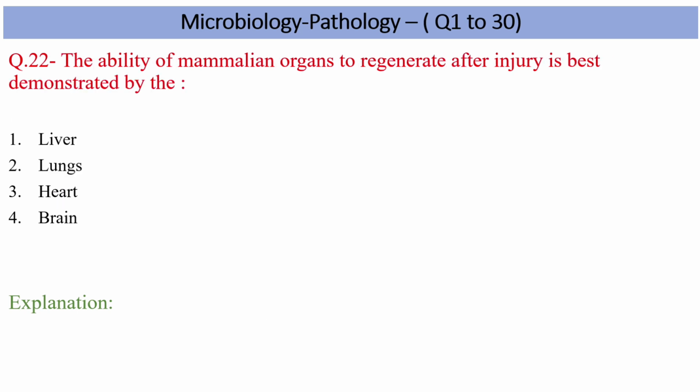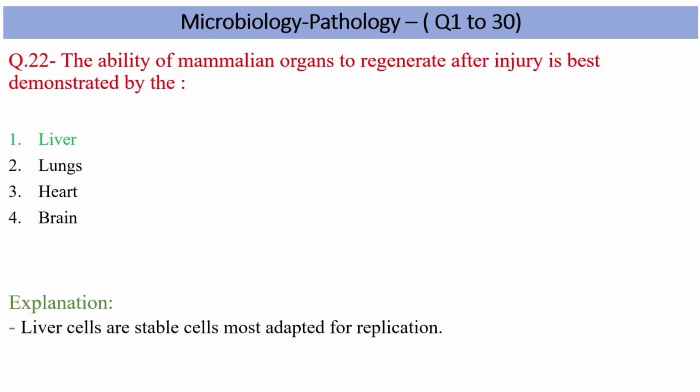The ability of mammalian organs to regenerate after injury is best demonstrated by the liver, lungs, heart, brain. Correct option is liver. Liver cells are stable cells most adapted for replication.